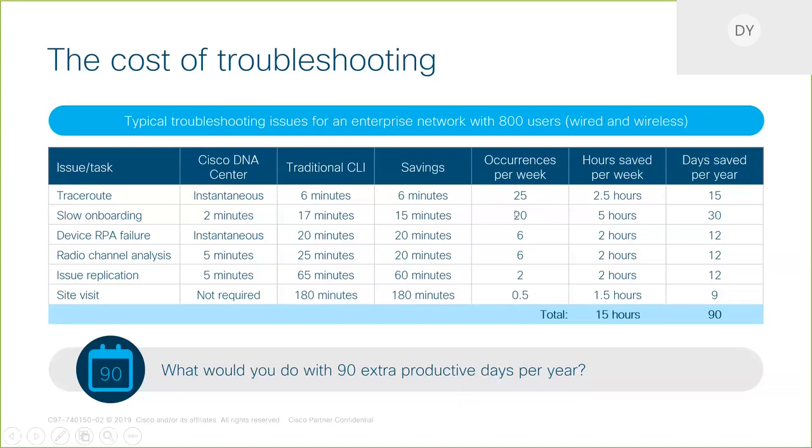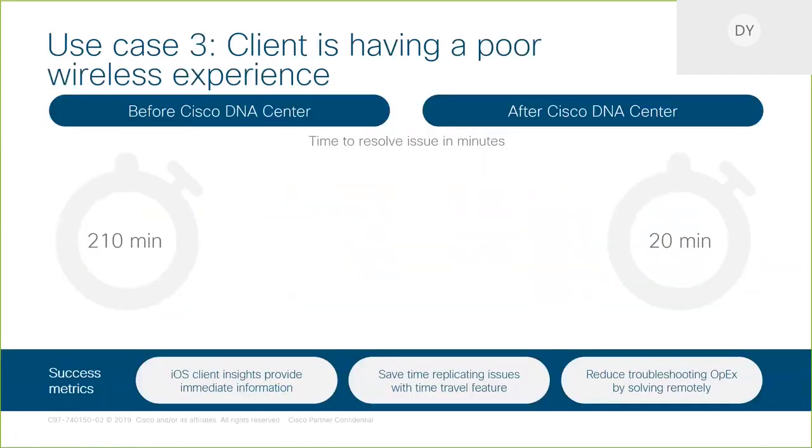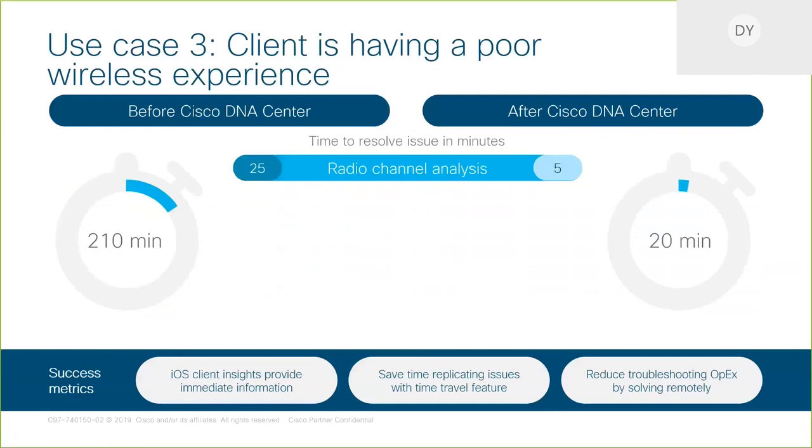Even though it only takes you about six minutes to do a complete trace route through CLI, if you're doing that 25 times a week, you're spending 15 days a year just doing trace routes. So if you've got a program that just does that automatically for you, you can just look at it and see the per hop statistics from end to end. All of these things tend to add up. So that's the point. And the other thing is that, you know, we're all, especially I'm sure your IT teams are really well trained.